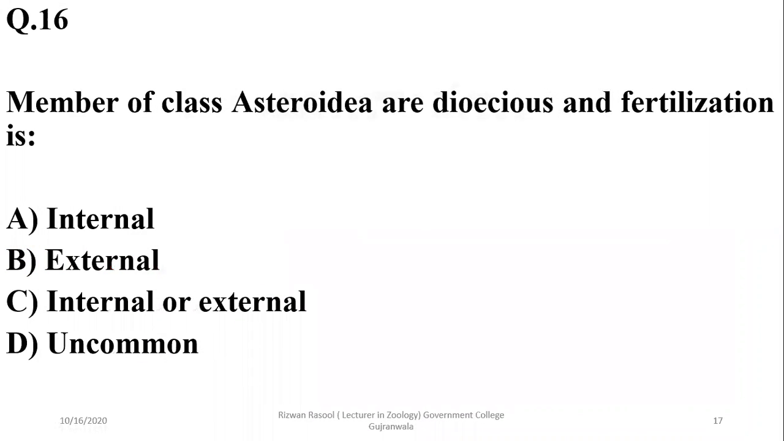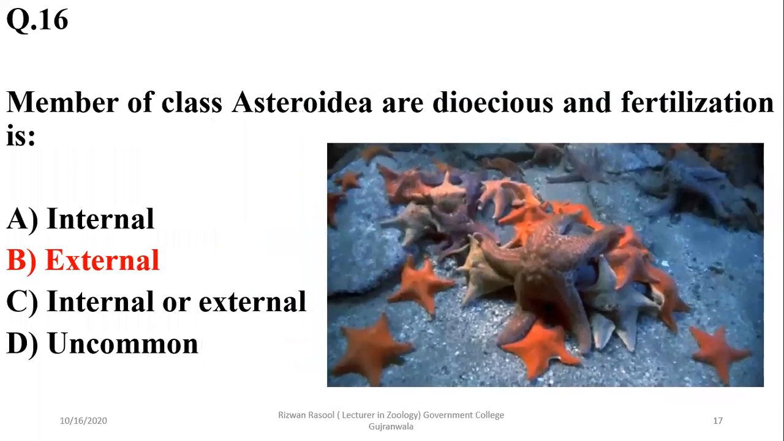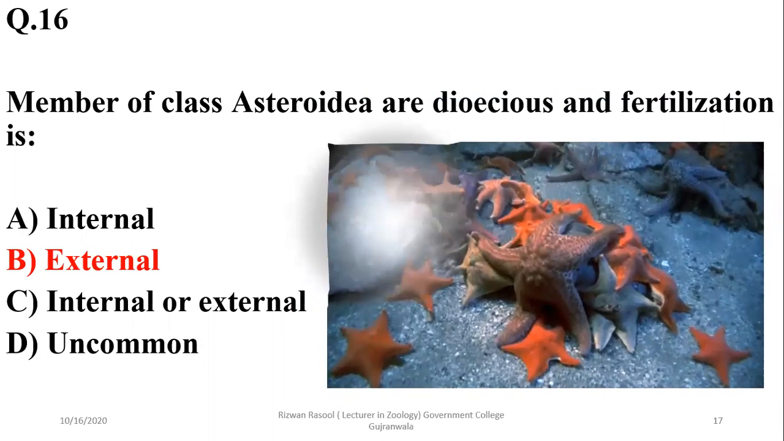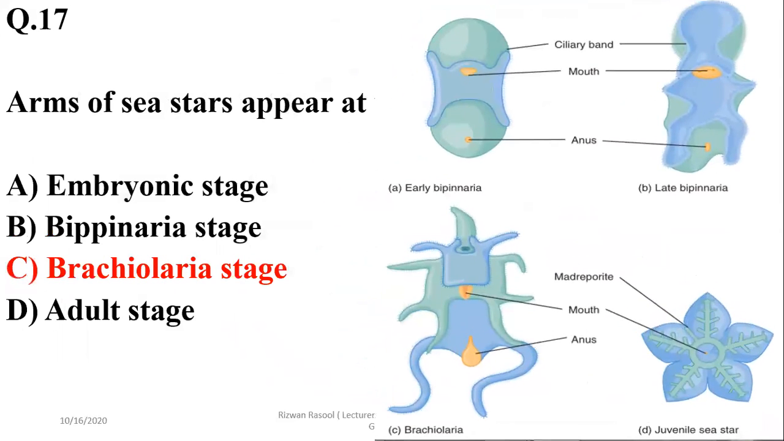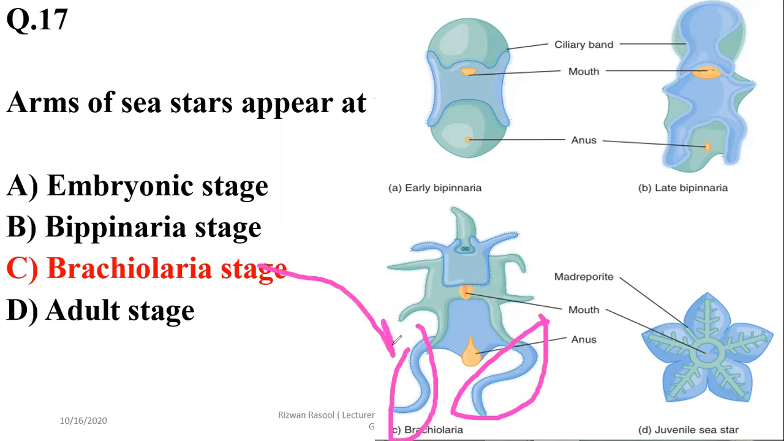Number 16, members of class Asteroidea are dioecious and fertilization in these is external. Like most of the echinoderms, Asteroidea members also have external fertilization. Arms of a sea star appear at which stage? They actually appear at the brachiolaria stage. The initial stages, the bipinnaria or embryonic stages, do not have clear-cut arms. They are observable as visible, prominent structures at the brachiolaria stage, which is differentiated from the bipinnaria stage, either early or later, which does not have these arms or extensions.